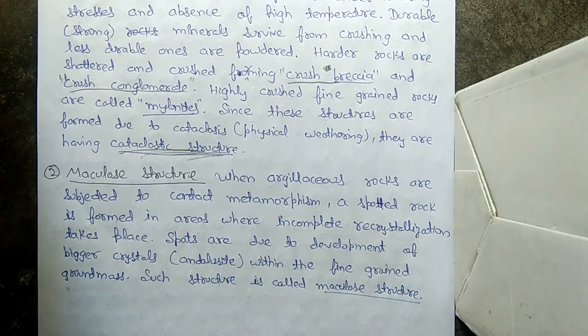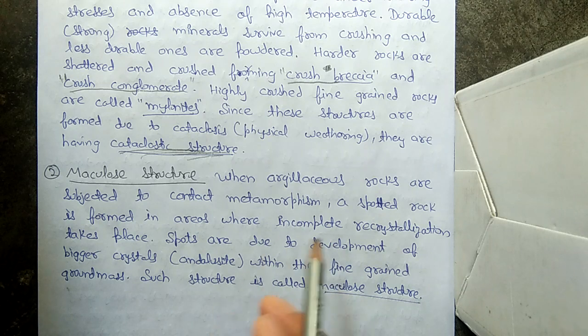The second structure is maculose structure. What is maculose structure? When argillaceous rocks are subjected to contact metamorphism. You all know what argillaceous is. What are argillaceous rocks? They are rocks made up of very fine grains. They are called argillaceous rocks. And what is contact metamorphism? It is the process in which hot material comes in contact with rocks and makes changes in them. That process is called contact metamorphism.